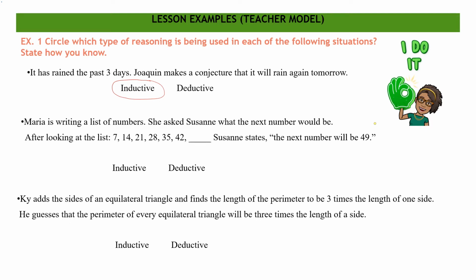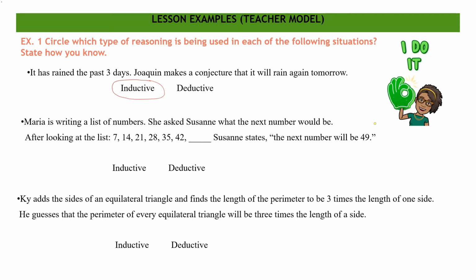The second one says Maria is writing a list of numbers. She asks Suzanne what the next number would be. After looking at the list 7, 14, 21, 28, 35, 42, Suzanne states the next number will be 49. Well, again, we can look at this sequence of numbers and see if we see a pattern that takes place. So let's look at what we have in between each one. So I see the pattern. Do you see the pattern?